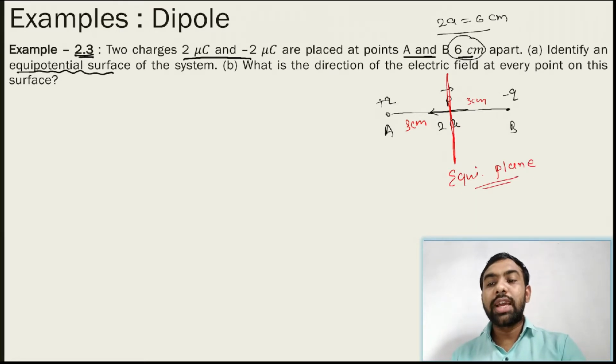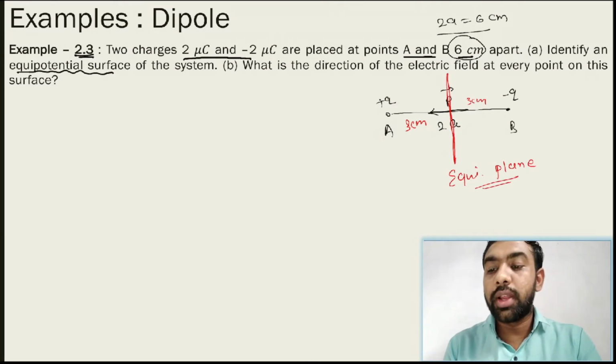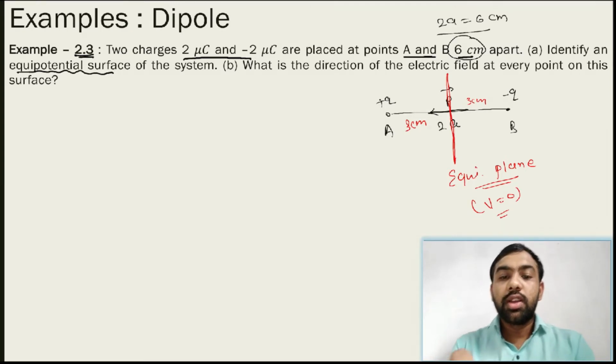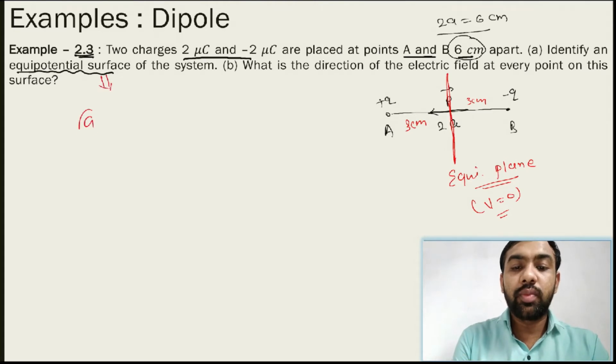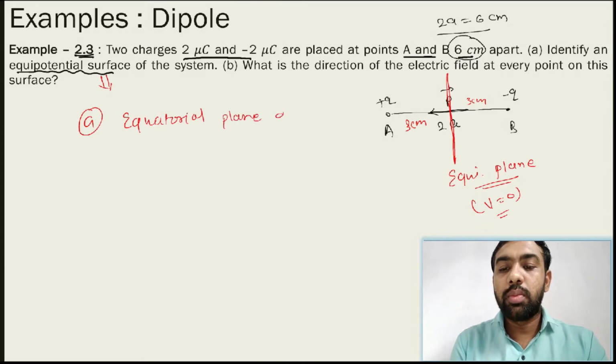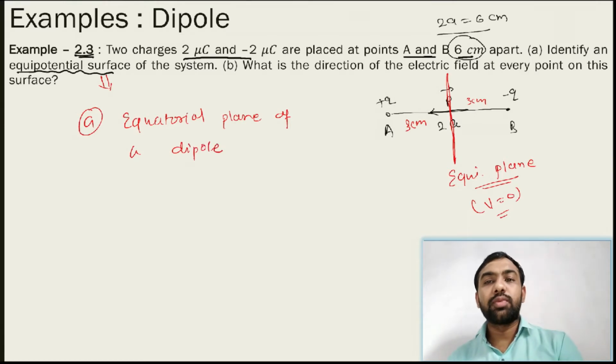So for the dipole equatorial plane, what is the potential? Zero everywhere. So this is considered an equipotential surface for a dipole, as we just write some notes based on dipole. Okay, so for this one, what is the answer? This is the equatorial plane of a dipole. Okay, so that is the first answer.